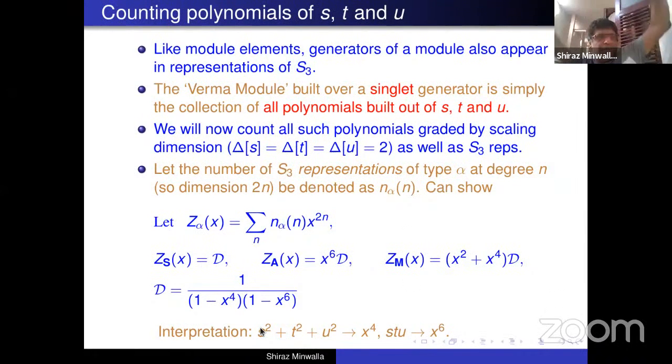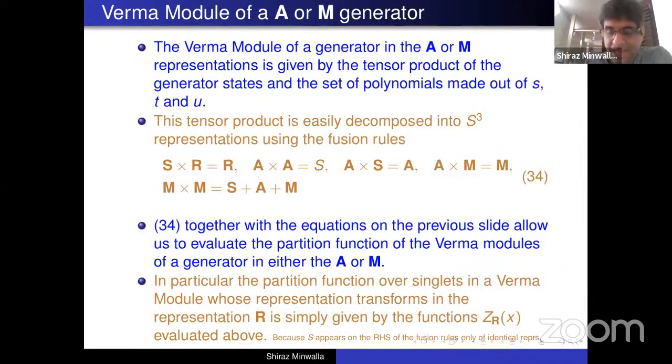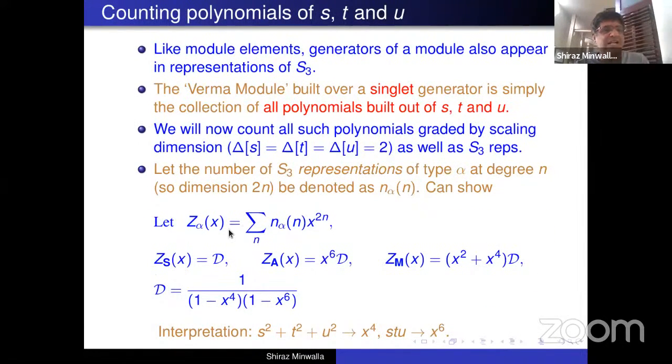So you can decompose the space of all polynomials of S, T and U into their S3 components. Now, this decomposition has also given us the decomposition of a module, one free module by itself, whose primary lies in the S representation. Because if you've got a primary in the S representation, then you put descendants on this, and you get these many states in the S representation, these many states in the A representation, these many states in the M representation. If we're only interested in the projection of this part to singlets, we just get this part.